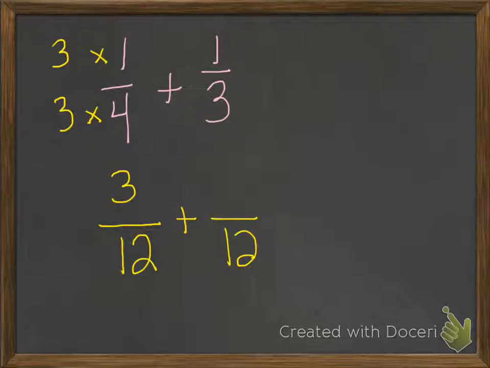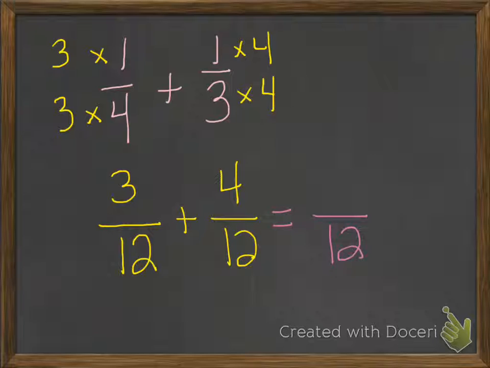And then I go to the second portion. What number times 3 gives me a 12? Well, that would be a 4. Remember, what I do on the bottom, I have to do to the top. 1 times 4 is 4. Now that my denominators are the same, I'm looking at the same portion, or the same cuts of a piece of cake.